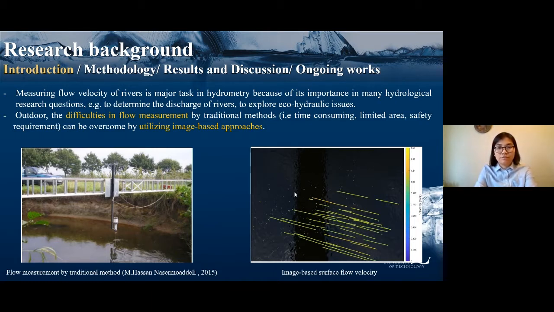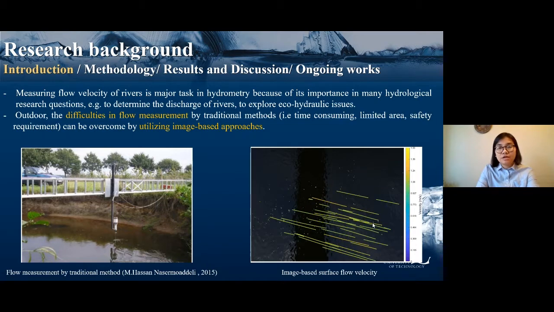For natural water flow, traditional ways to measure water flow velocity usually need contact with the water body. However, these velocity estimation methods are time-consuming. The data obtained are often for a limited area, and it can even endanger personal safety. With the development of image analysis, the difficulties in flow measurement can be overcome by utilizing image-based approaches.